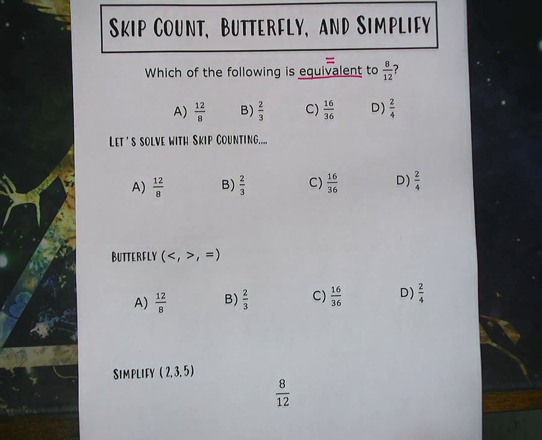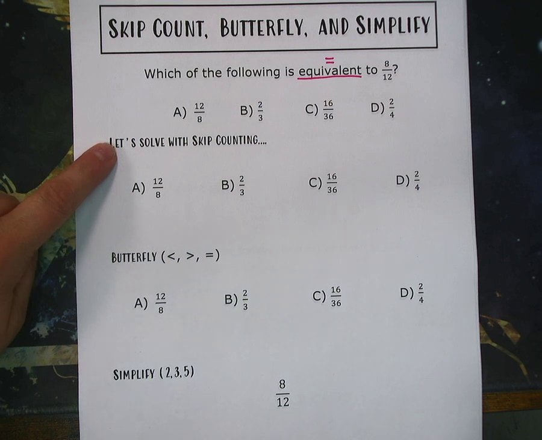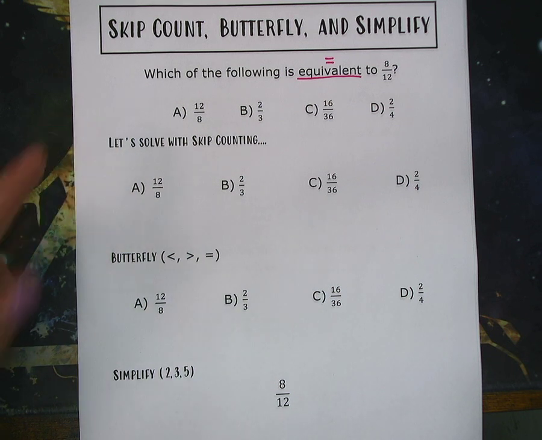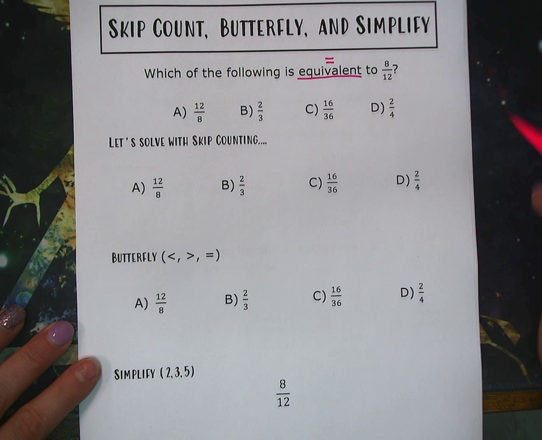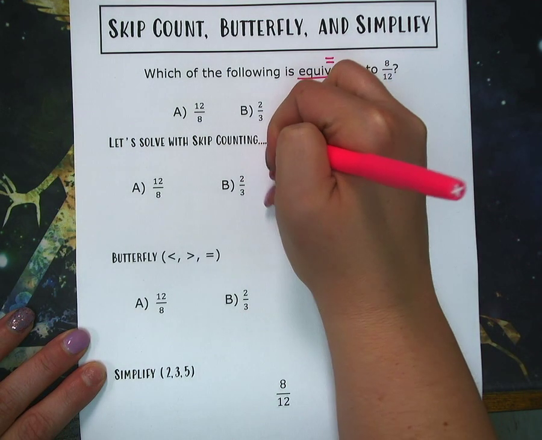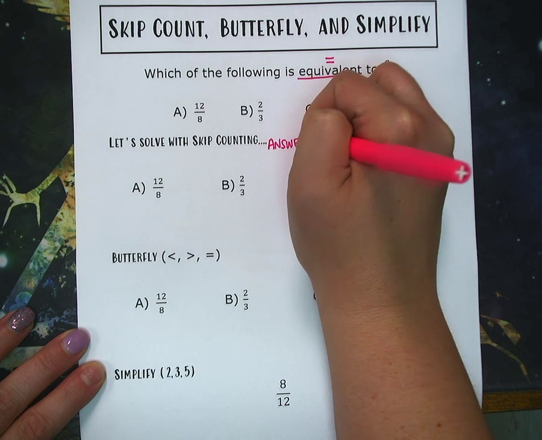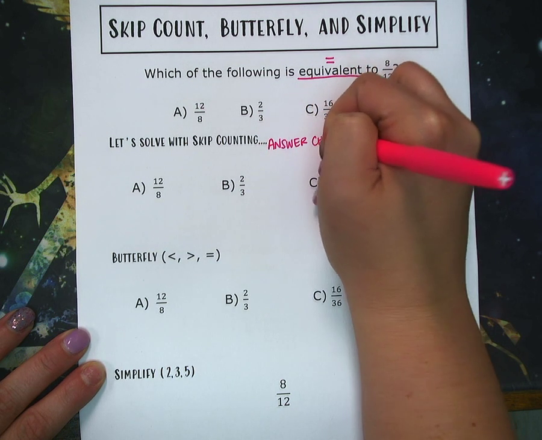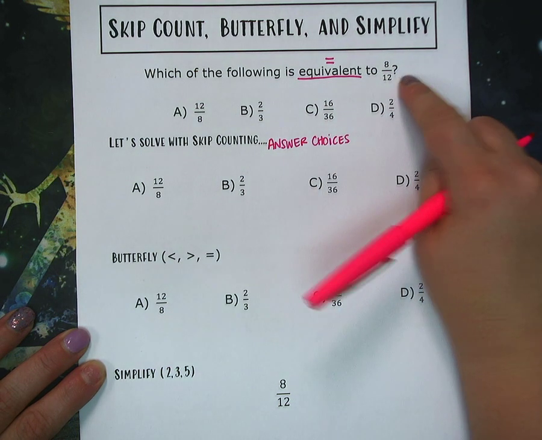Okay? So the way that we're going to do this is we're going to solve with skip counting first. So skip counting is basically just counting by that number. So for 8, I would do 8, 16, 24, 32, so on and so forth. So we're actually going to skip count our answer choices. And again, I'm trying to see if they equal 8 over 12.